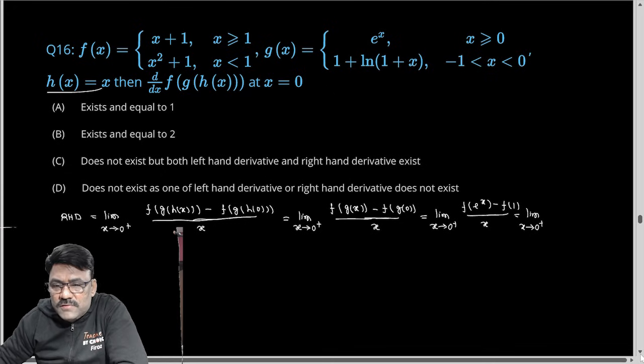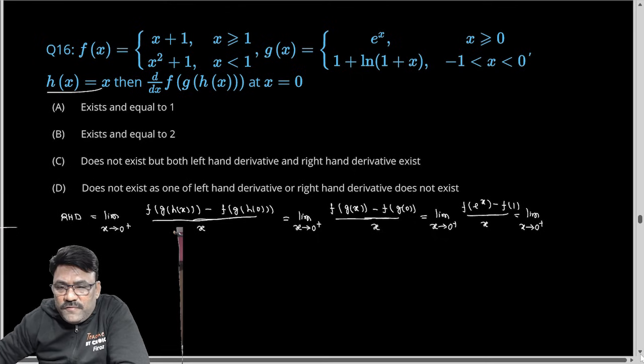Since x is 0 plus, e raised to x is greater than 1. And for values greater than 1, f(x) is x plus 1. So f of e raised to x will be e raised to x plus 1. This is f of e raised to x.